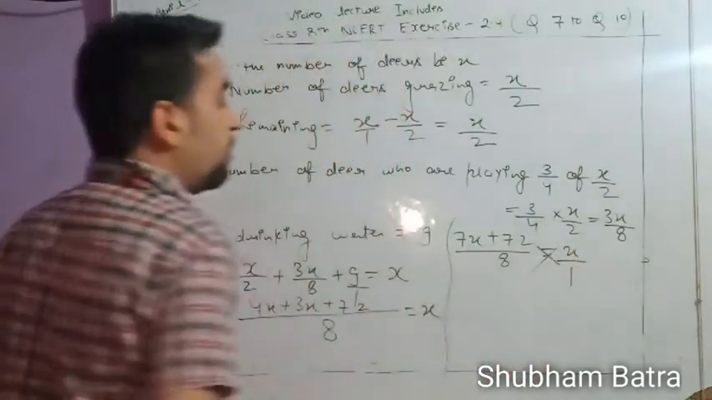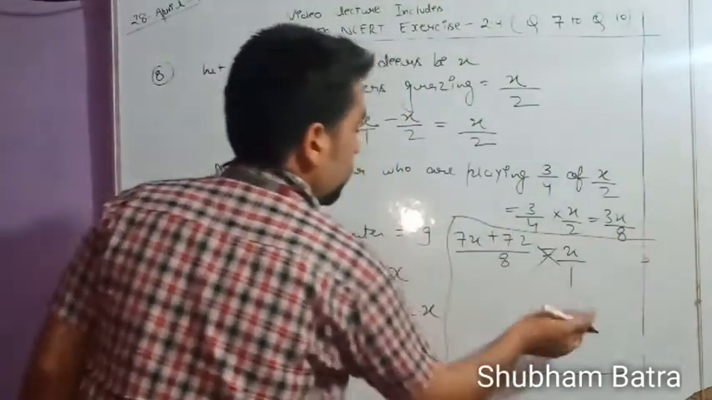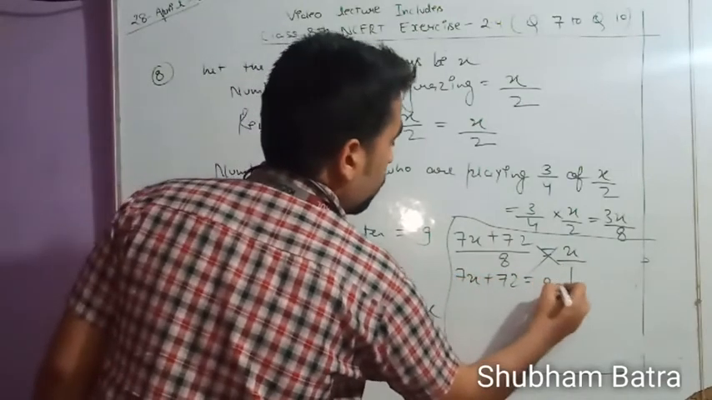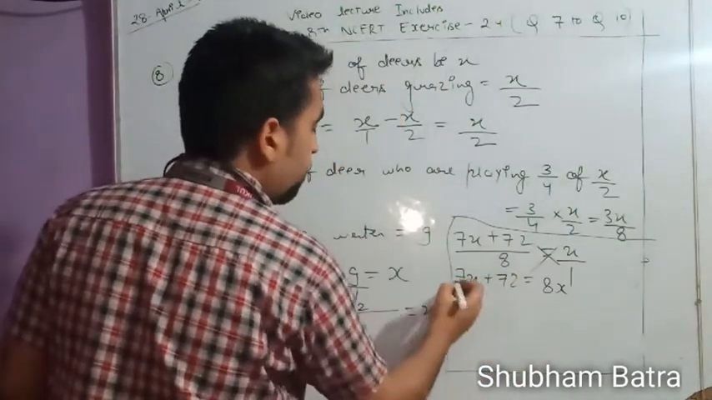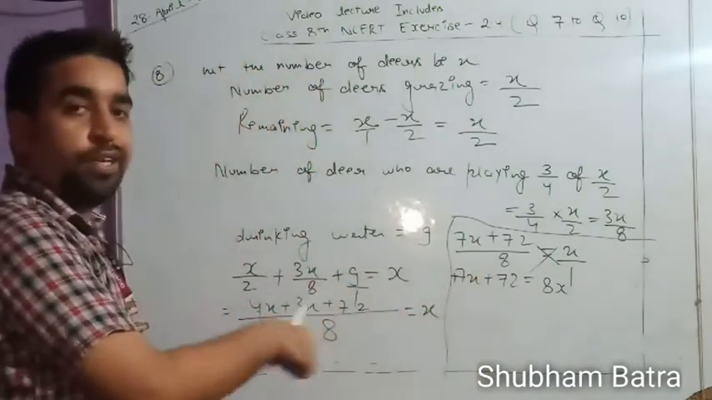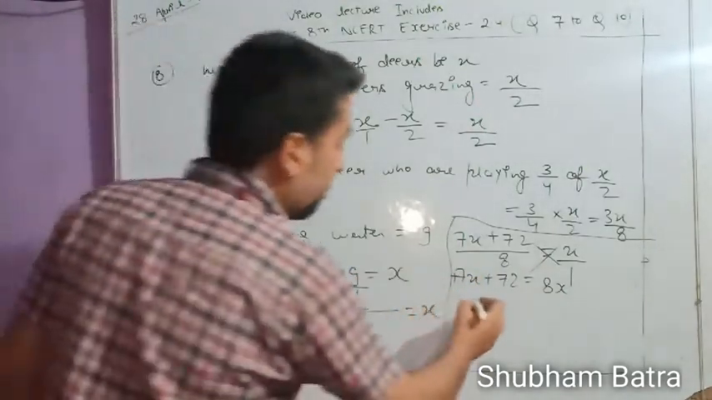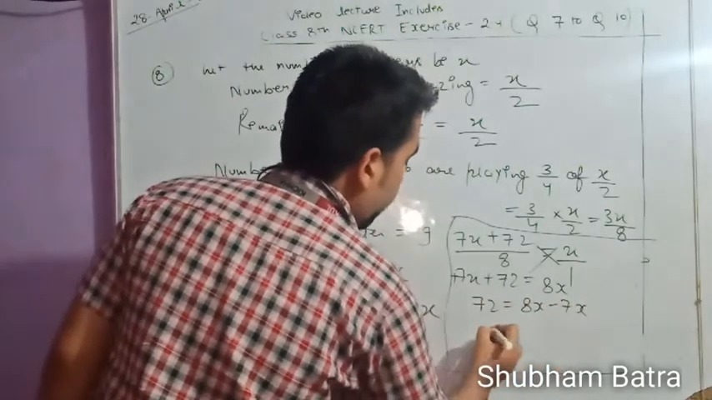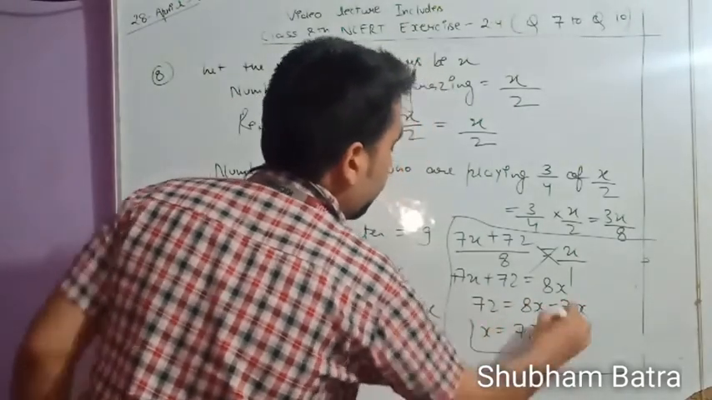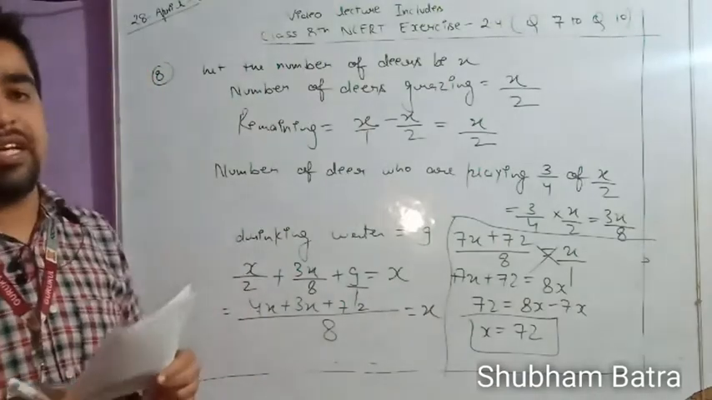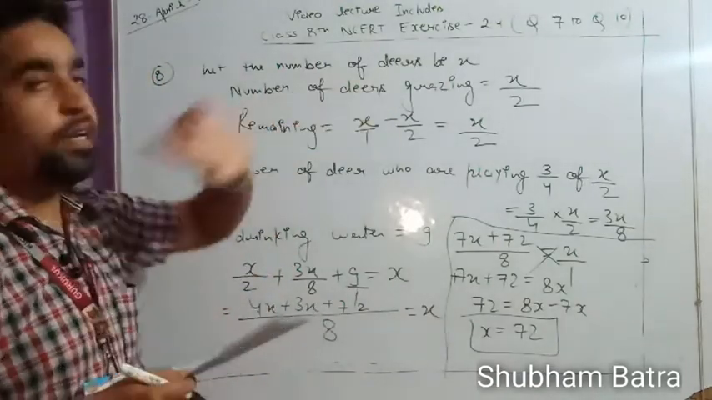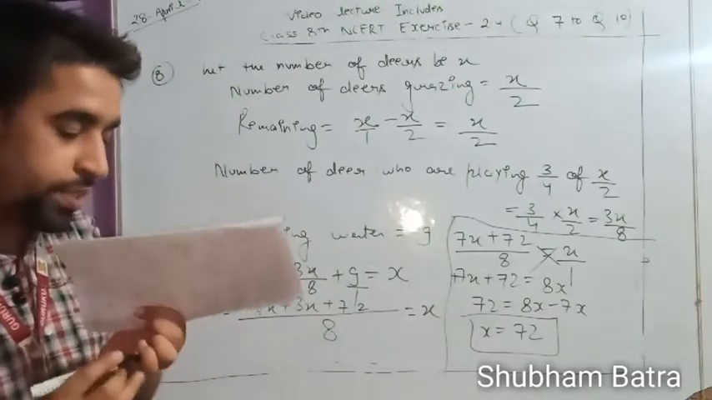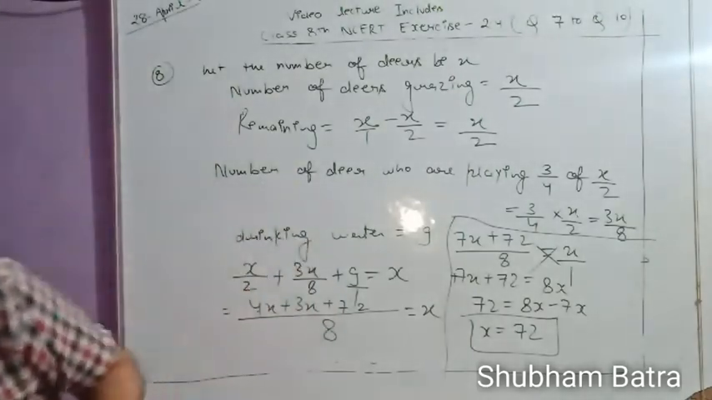Now cross multiply. Students, you will solve it. So 7x plus 72 is equal to 8x. Now plus 7x shifts to the other side and becomes minus 7x. So x will be 72. The total number of deer available was 72. I hope you understood this. Now students, we are going to solve question number 9 for you.